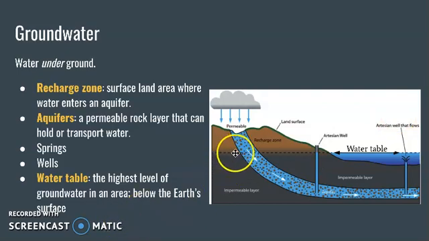Water table, okay, is this right here. It's the highest level of groundwater in an area. It's below the Earth's surface. So if you've got an area of land that goes beneath the water table, that's where you can get surface water built up, like a lake or maybe the ocean as well. Okay, so the water table is the highest level of water that's under the ground in an area. So that's groundwater. Just think of it as water in the ground.